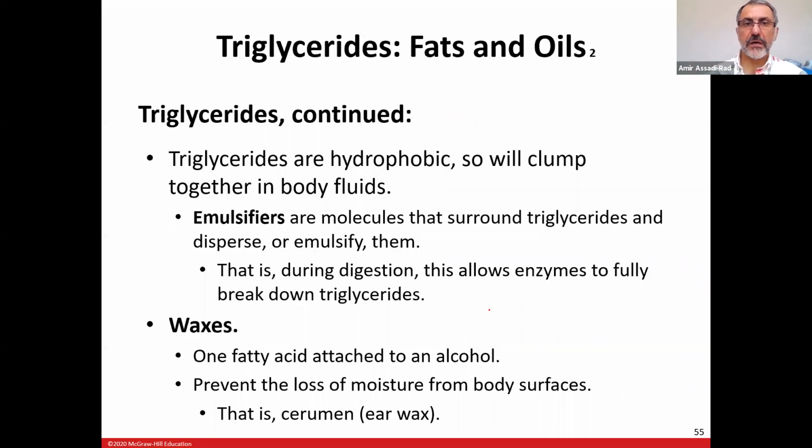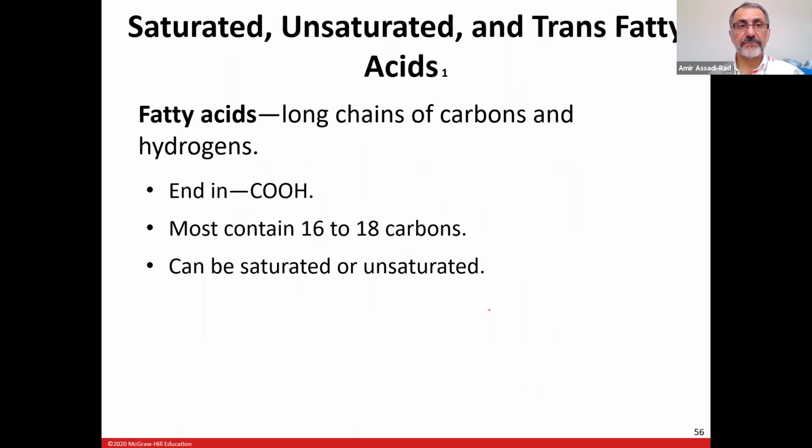Okay, triglycerides are hydrophobic, so they will clump together in the body as fluid. Emulsifiers are molecules that surround triglycerides and disperse or emulsify them. That is during digestion, which I think we will talk about when we get to the digestive system a little bit more, but it's good that you guys know this. Waxes, one fatty acid attached to an alcohol, prevent the loss of moisture from body surface, and that is in cerumen or earwax. All of those, you will see them on top of the arthropods, insects.